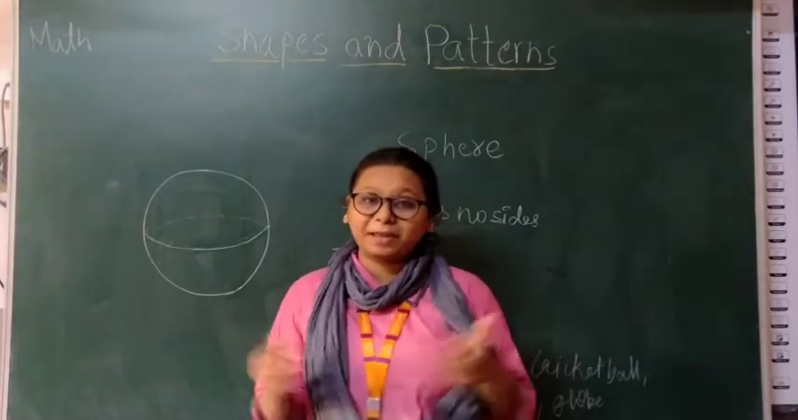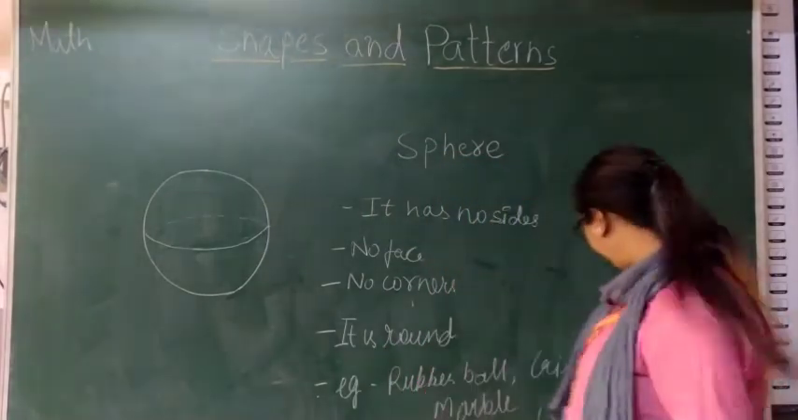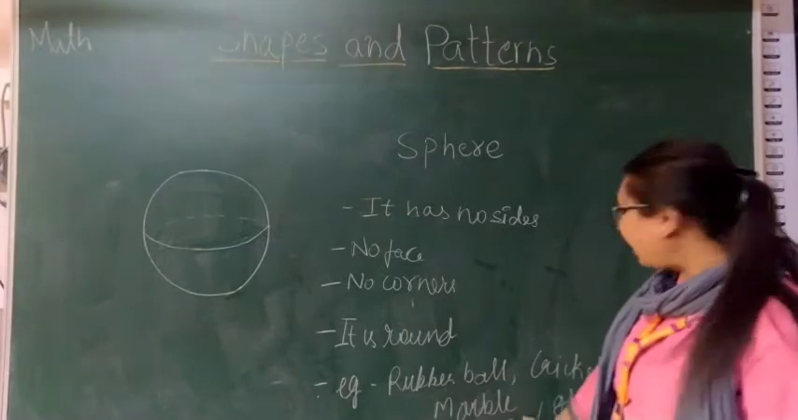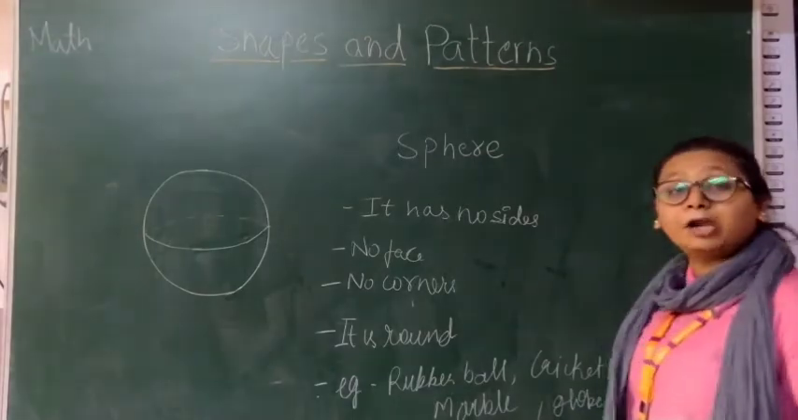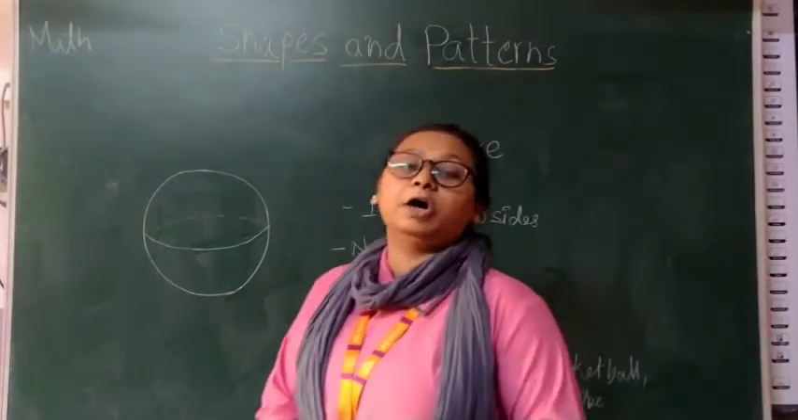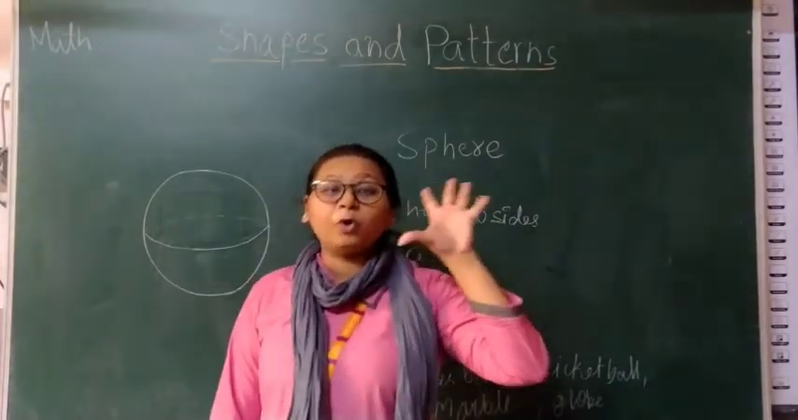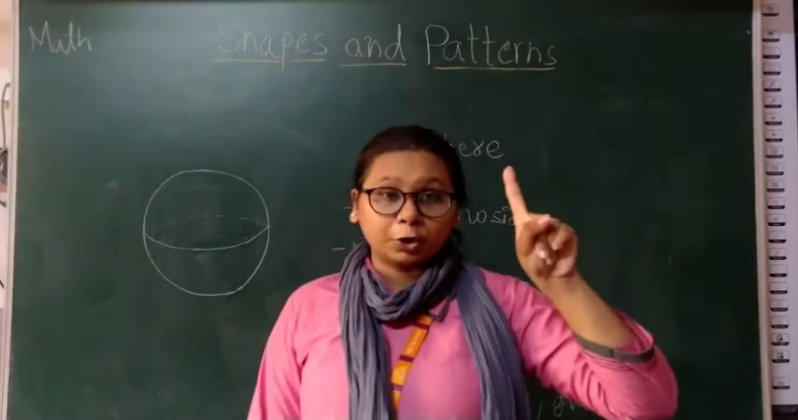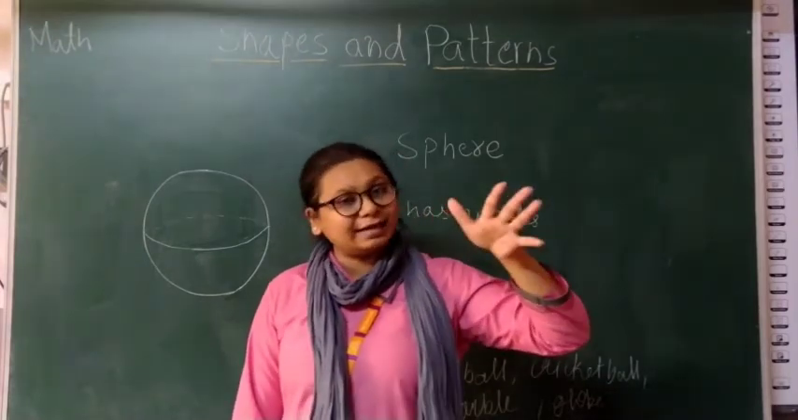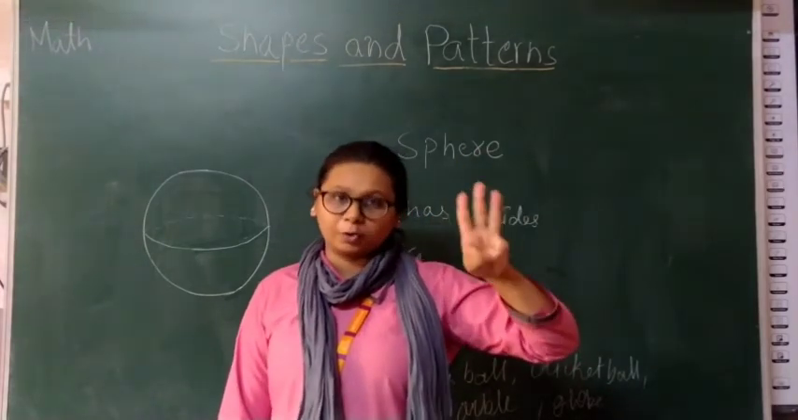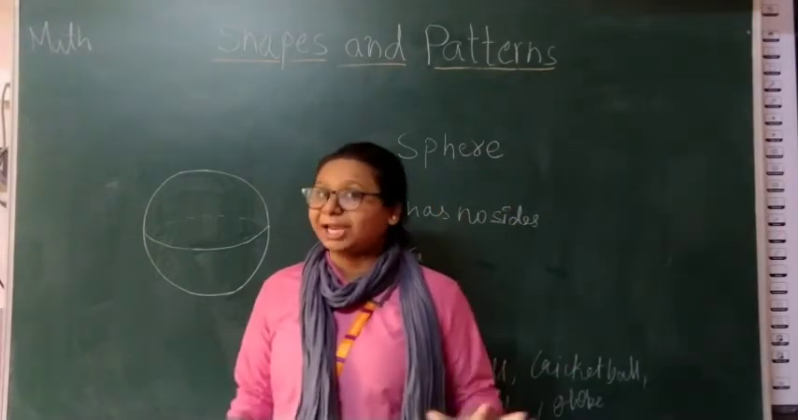Also, students, the examples of a sphere are a rubber ball, the rubber ball you play with, a cricket ball, a marble. Have you all played with marbles? Yes, so the marble and a globe, okay? The earth or the globe is also a sphere in shape, okay? So students, we have studied about 5 solid shapes: cube, cuboid, cone, sphere and cylinder. So students, we have studied about 5 solid shapes, okay?